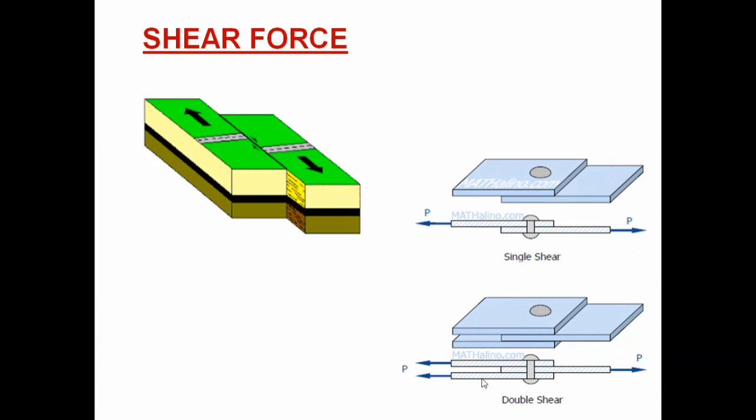Single shear and double shear. We can observe here, two plates are there, both are pushing in opposite directions. So here creates a shear force. In this, there are three plates, two plates in one direction and the middle plate in the other direction. This is called double shear.